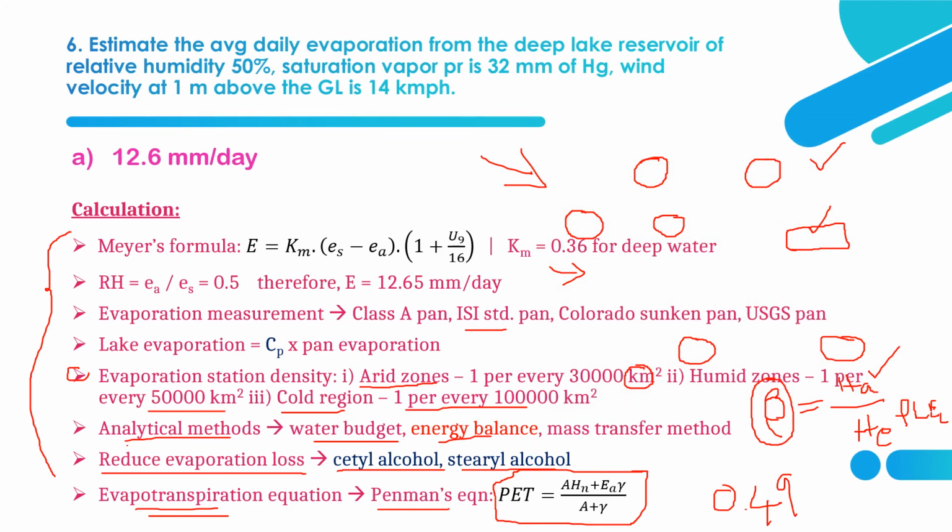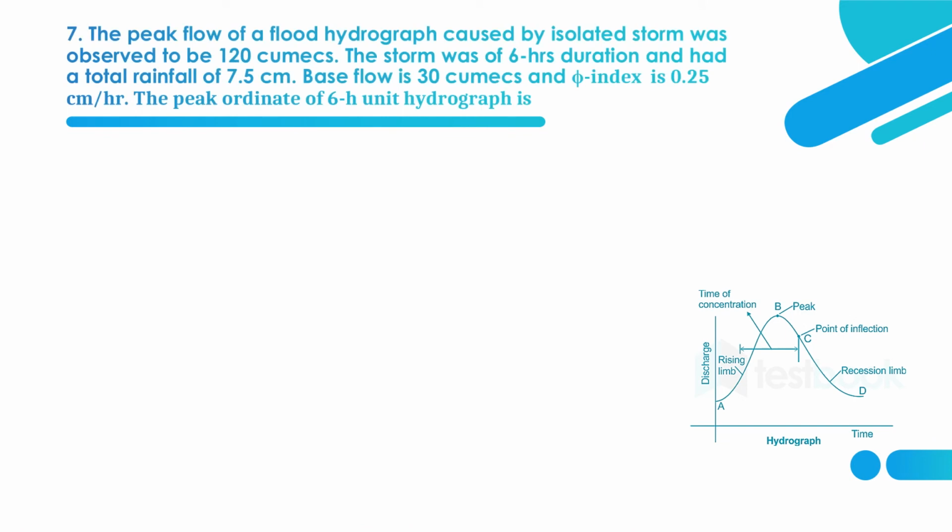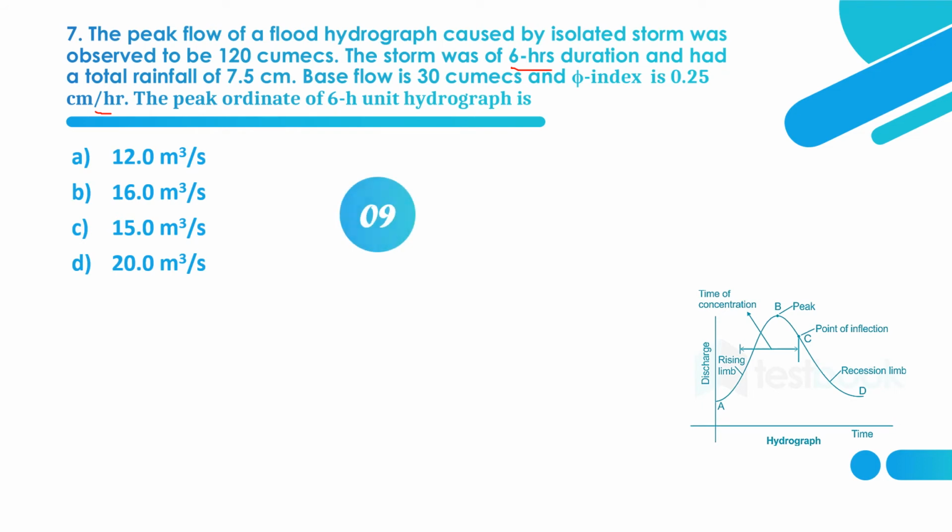Now let's move on to the seventh question. The peak flow of a flood hydrograph caused by an isolated storm was observed to be 120 meter cube per second. The storm was of 6 hours duration and had a total rainfall of 7.5 cm. Base flow is given as 30 meter cube per second, and phi index is given as 0.25 cm per hour. What is the peak ordinate of the 6-hour unit hydrograph?